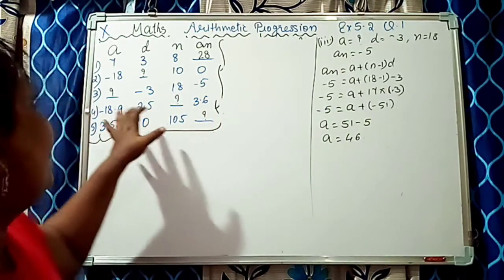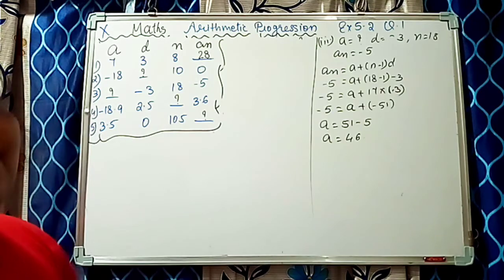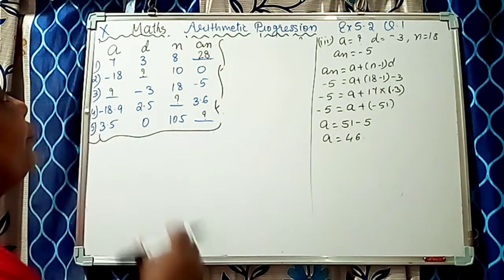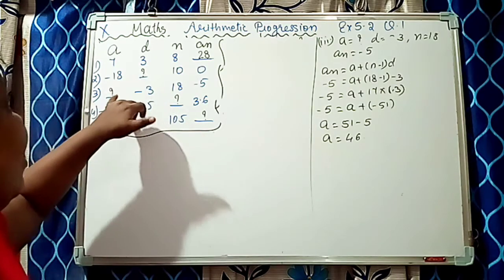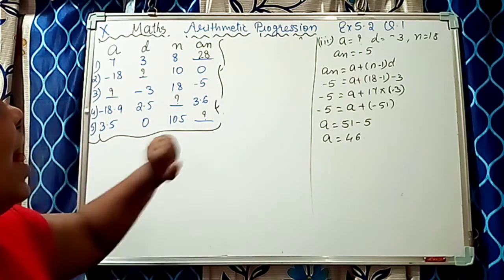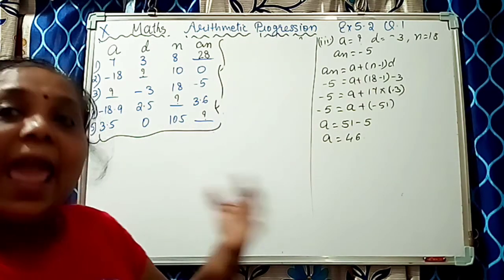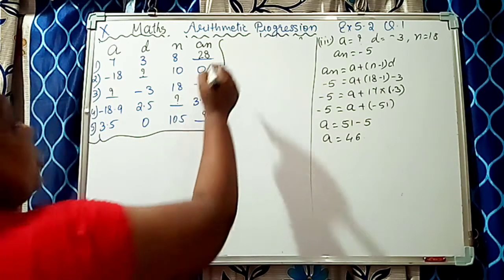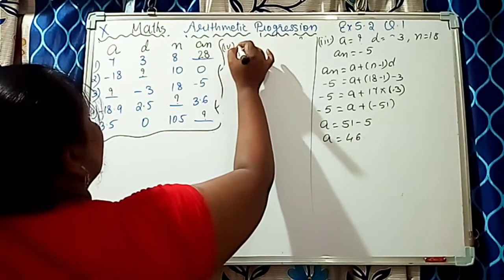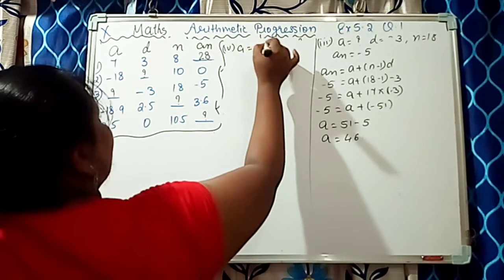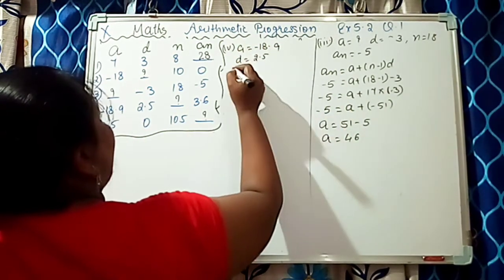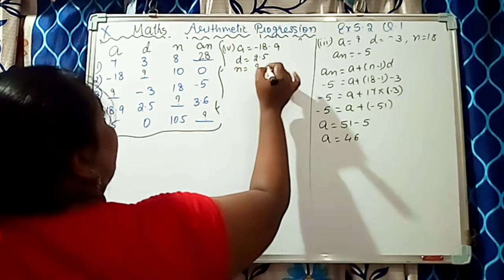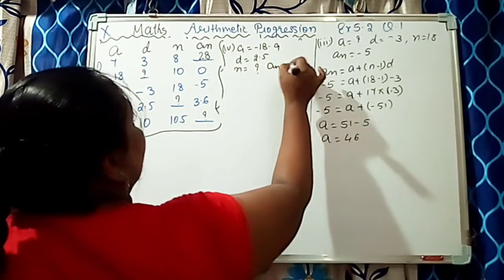Okay. Now we will see here N we have to find. In the fourth one we have to find the N. First we had to find AN, second D, third A, and now the last is N. So here the fourth one sums: A is equal to minus 18.9, D is equal to 2.5, N is equal to how much, and AN is equal to 3.6.